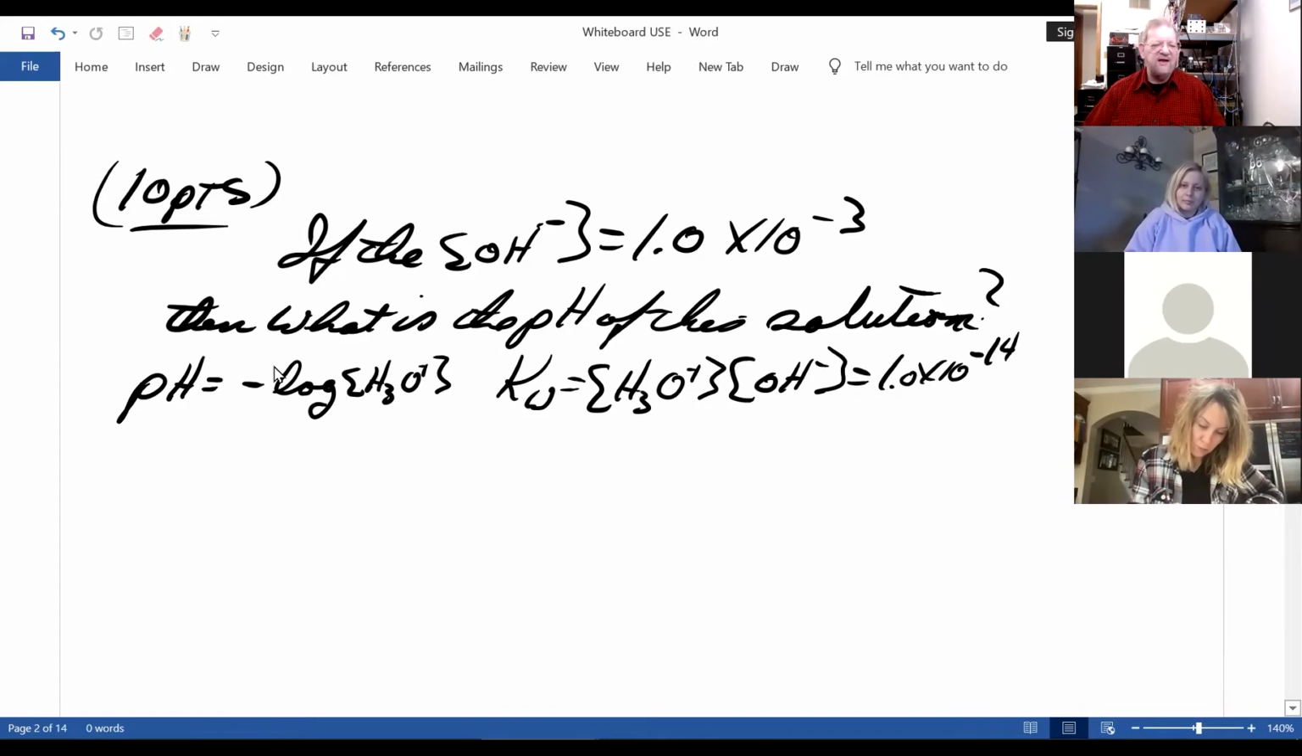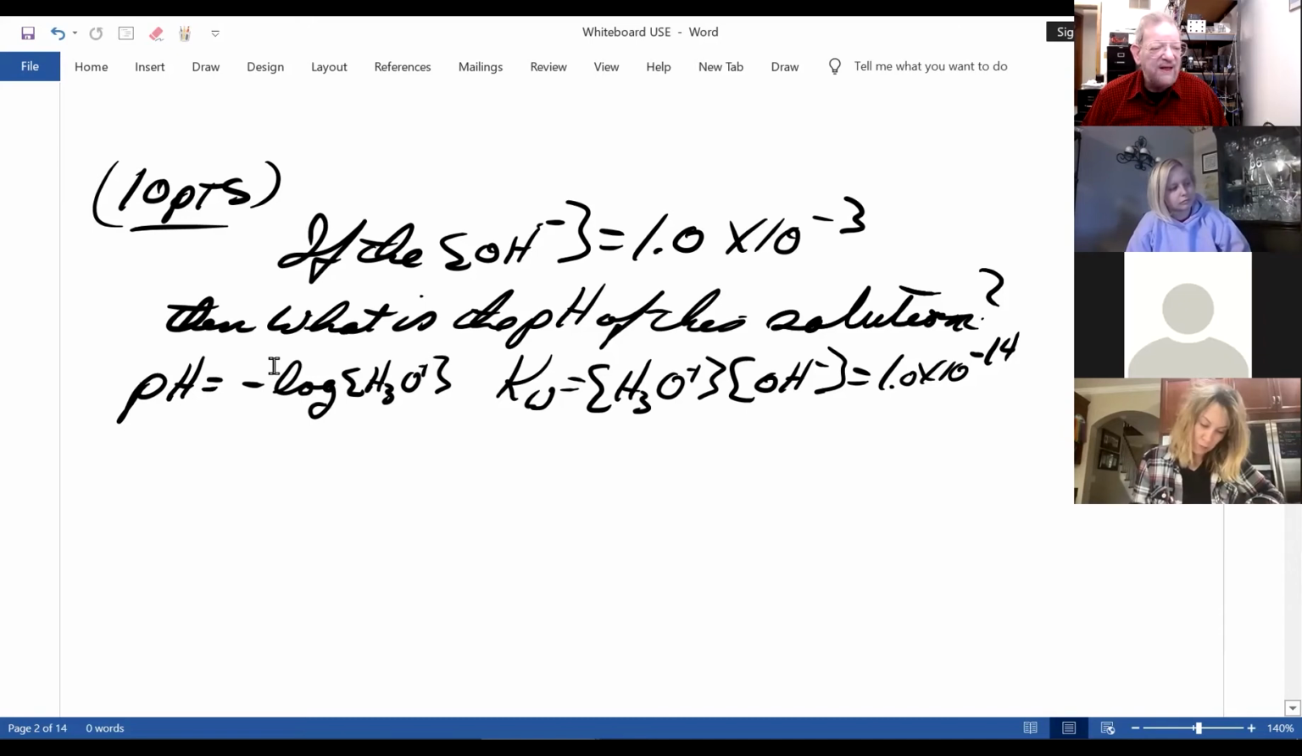Can everybody read that? If not, I'll translate it. If the hydroxide ion concentration is equal to 1.0 times 10 to the minus 3, then what is the pH of the solution? And important information I will give you. By the way, you can look at it in the lecture folder of Blackboard.